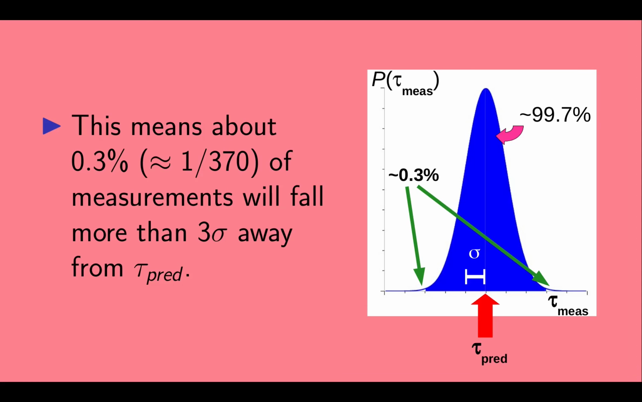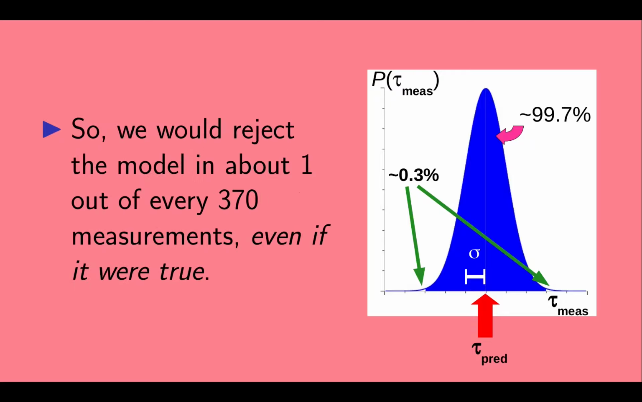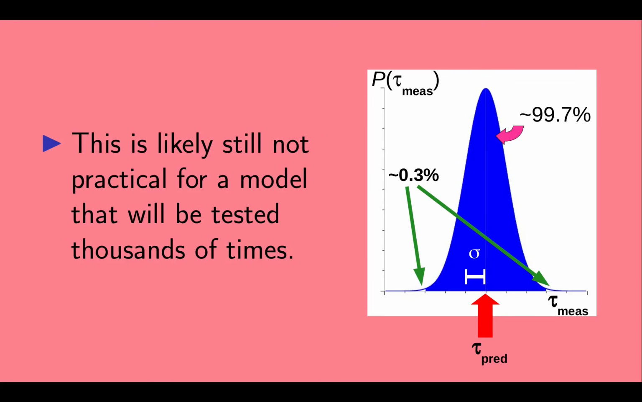But that means that about 0.3%, or more precisely about 1 in 370 measurements, would fall more than 3 sigma away from tau predicted. So we would reject the model in about 1 out of every 370 measurements, even if that model were true. This is likely still not practical for a model that will be tested thousands of times.